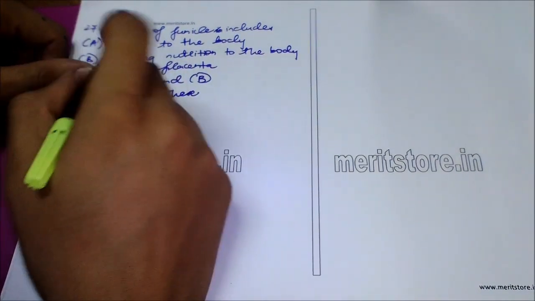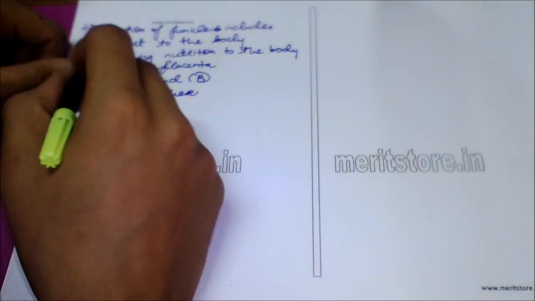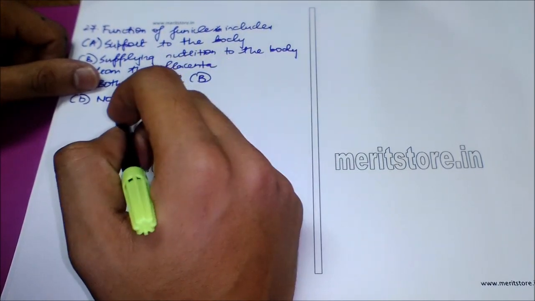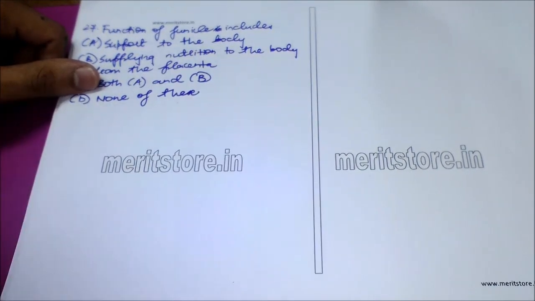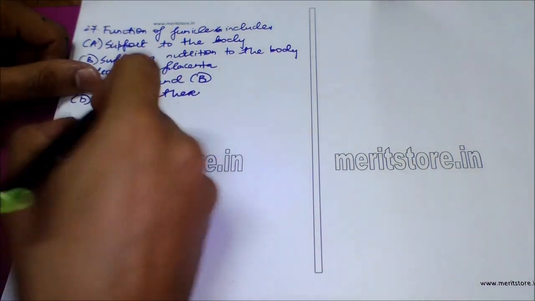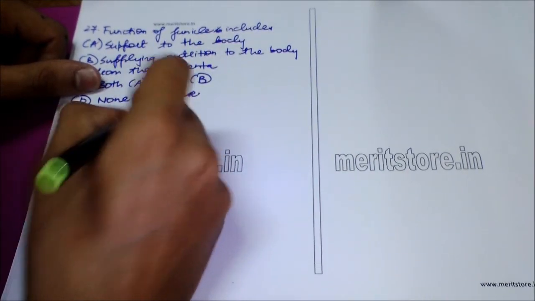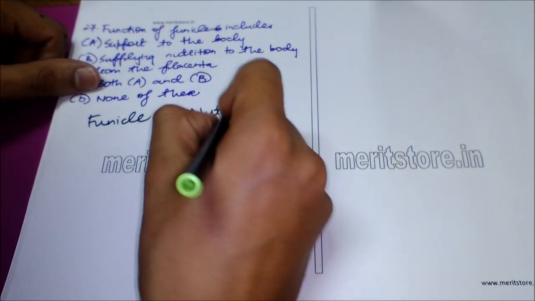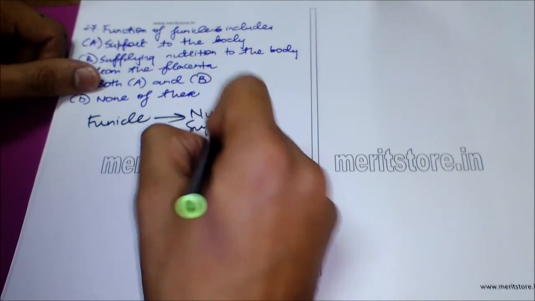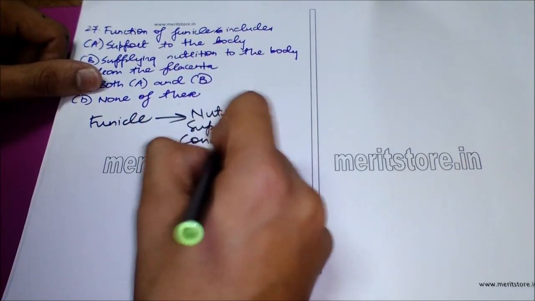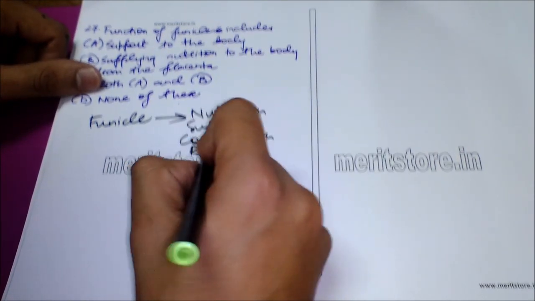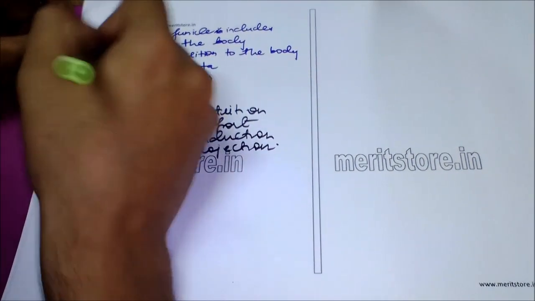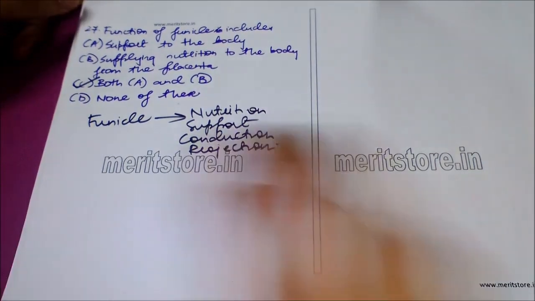Our next question is, function of the funicle includes option A, support to the body, option B, supplying nutrition to the body from the placenta, option C, both A and B, and option D, none of these. The funicle is known to perform 4 functions, first being nutrition, support, conduction and protection. Thus the answer to this question is option C, which is both support and supplying nutrition.